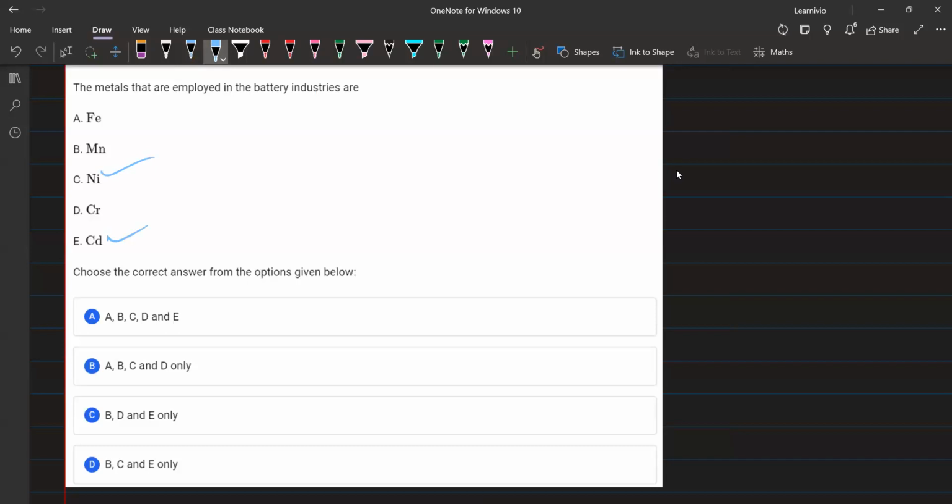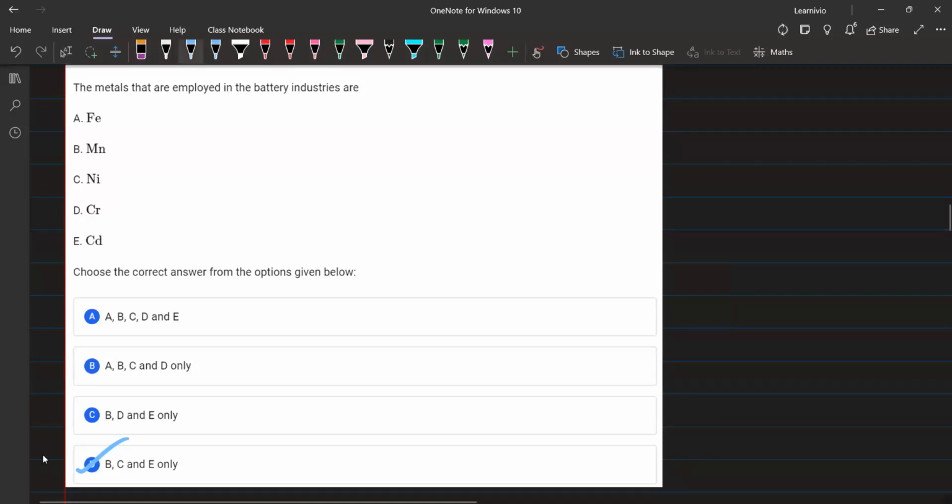Nickel, cadmium, and there is only one more, that is manganese. MnO2 is used in dry battery cells. Okay? So only these two. So we are having B, C, and E. Yeah, correct. Option number D. You might never have even heard of iron and chromium being used. We had some hope about nickel and cadmium, you probably remember them. Moving on.